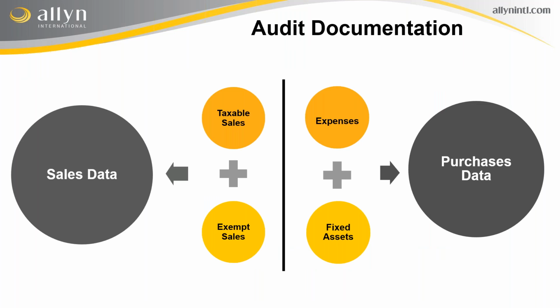So let's break down the audit data elements into two portions. Let's look at sales data and purchases data. And within sales, let's address taxable sales and exempt sales separately. And within purchases, let's discuss expenses and fixed assets.